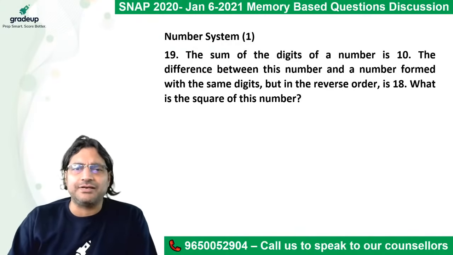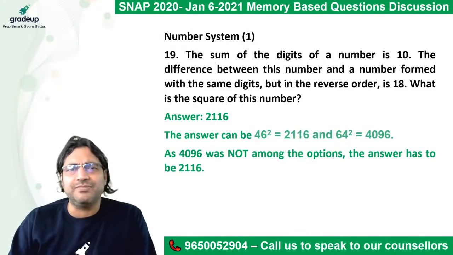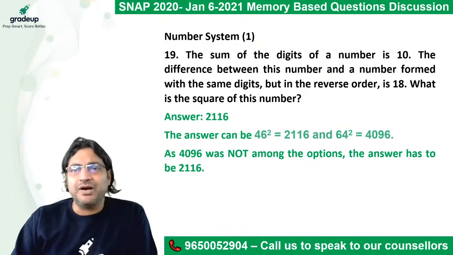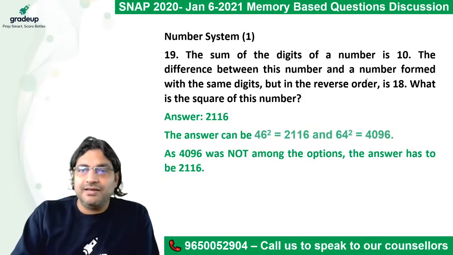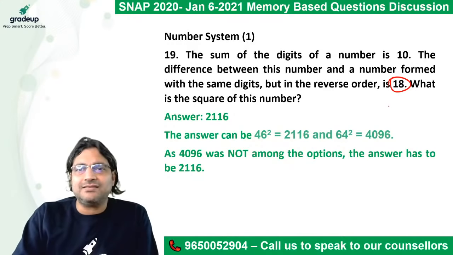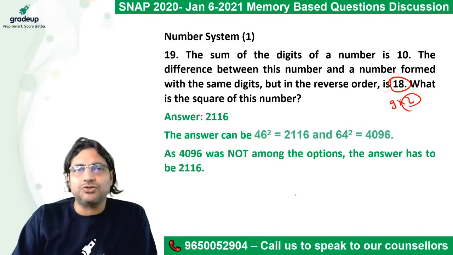The sum of the digits of a number is 10. The difference between this number and a number formed with the same digits, but in the reverse order, is 18. If this difference is 18, it means the difference between the digits into 9 is 18, so the difference between the digits is 2.